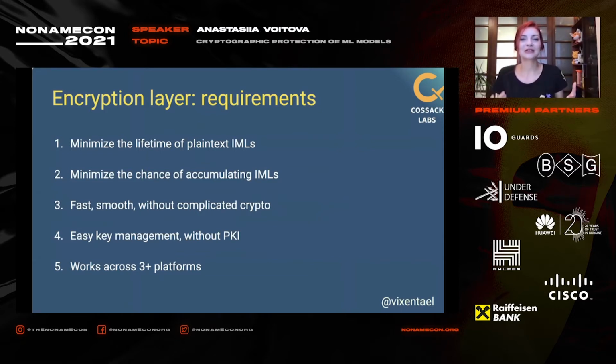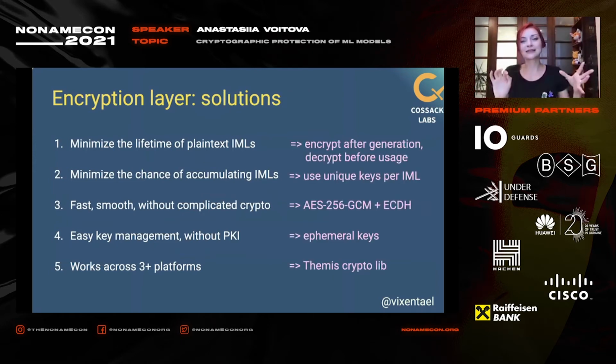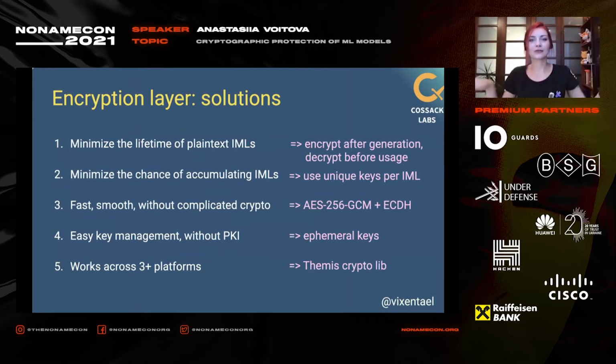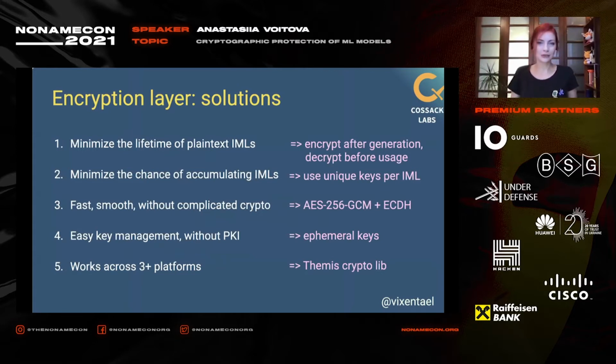Right, and obviously cryptographic protection should solve two main challenges. First, to minimize the lifetime of plain text models, so to store them encrypted as much as possible. And the second, to avoid accumulating a lot of those small models, which means to use different encryption keys across the models. Because imagine if you have hundreds of millions of downloads, hundreds of millions of users, and even more models. If you use the same encryption key across all the machine learning models, well, your security is not so great. So we suggest to use unique encryption keys per model.